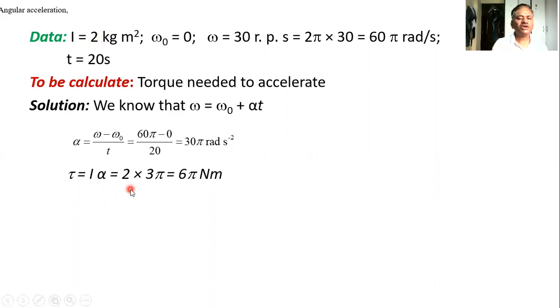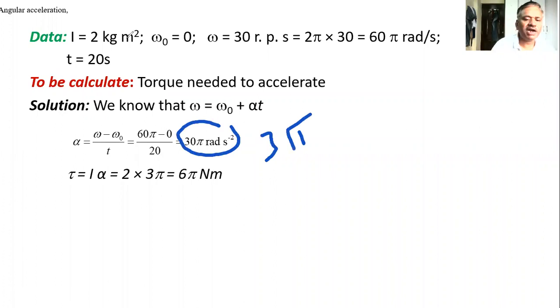Then torque equal to I into alpha. What is the value of I? 2 kg meter square. What is the value of alpha here? It is 3 pi. Multiply 2 by 3 pi, then it turns out to be 6 pi Newton meter.